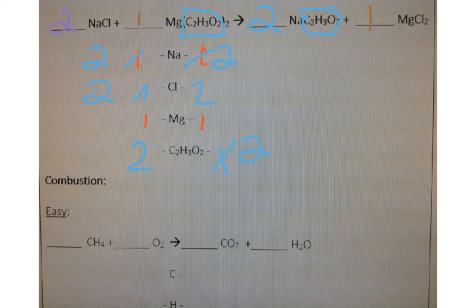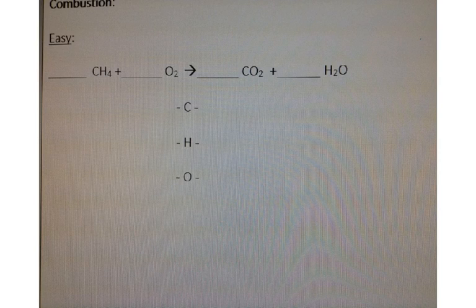All right, combustion reactions. Combustion reactions tend to be the hard ones to balance.